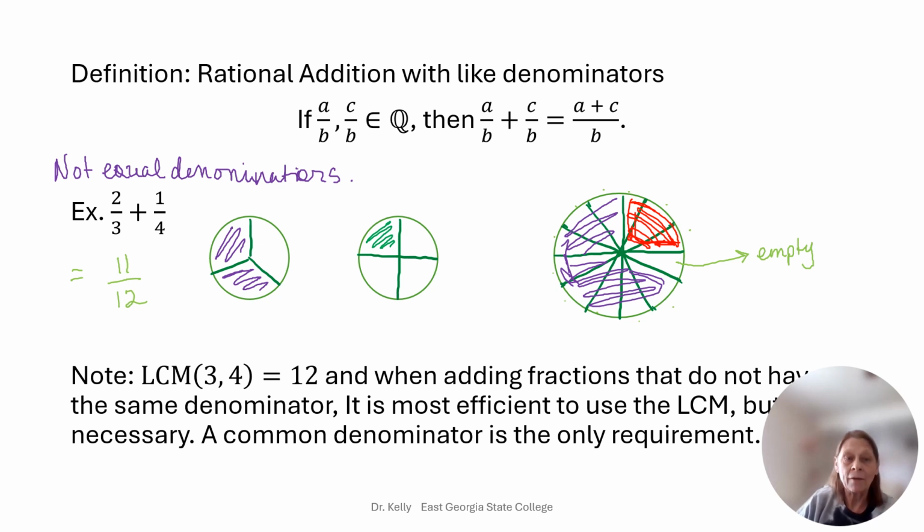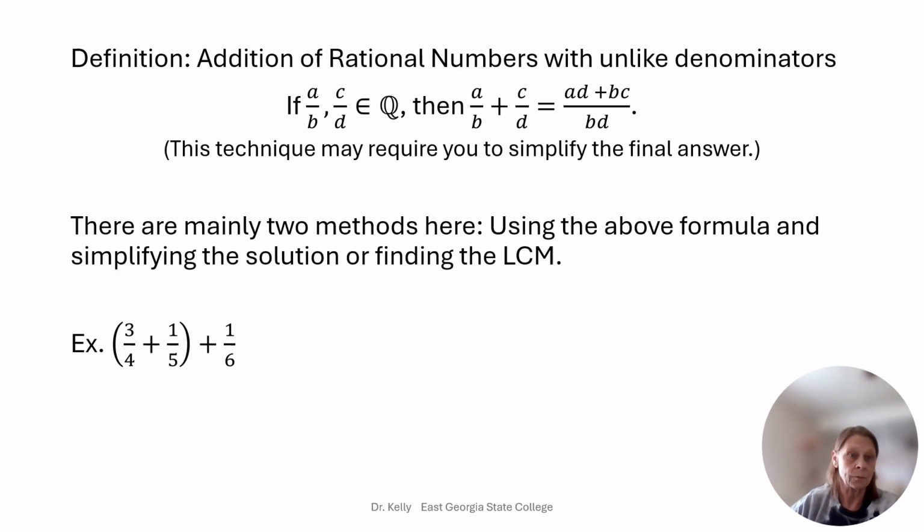Now, we have to have a common denominator here. You can't compare things that are not of the exact same size, okay? So it doesn't have to be the least common denominator. It could be any common denominator, okay? But you have to be with that commonality when we're adding and subtracting fractions.